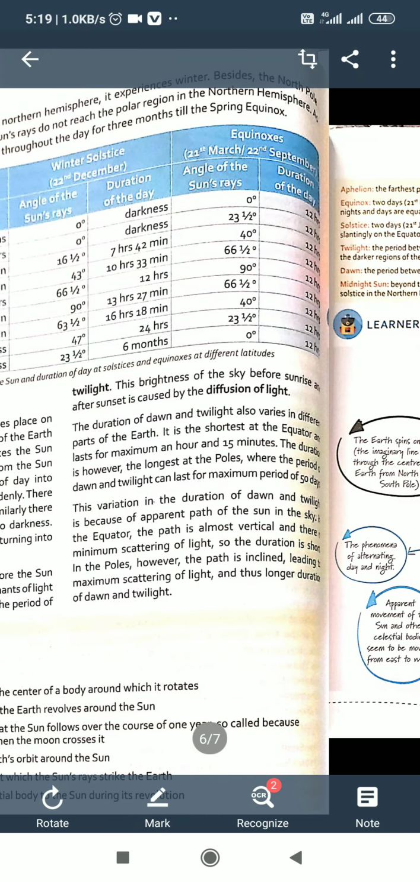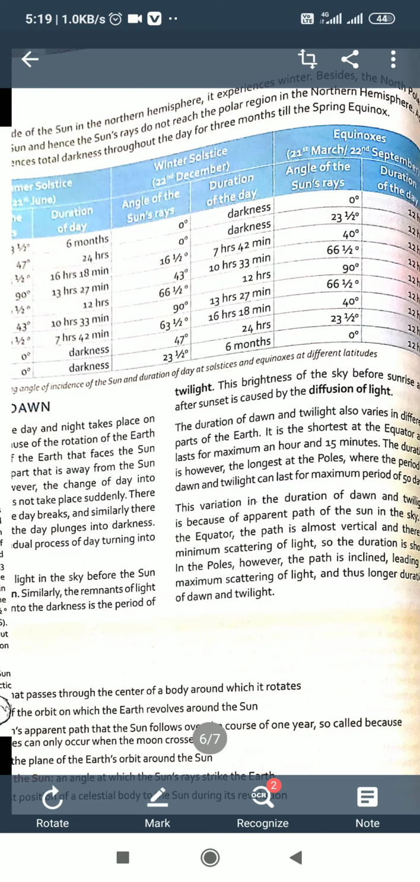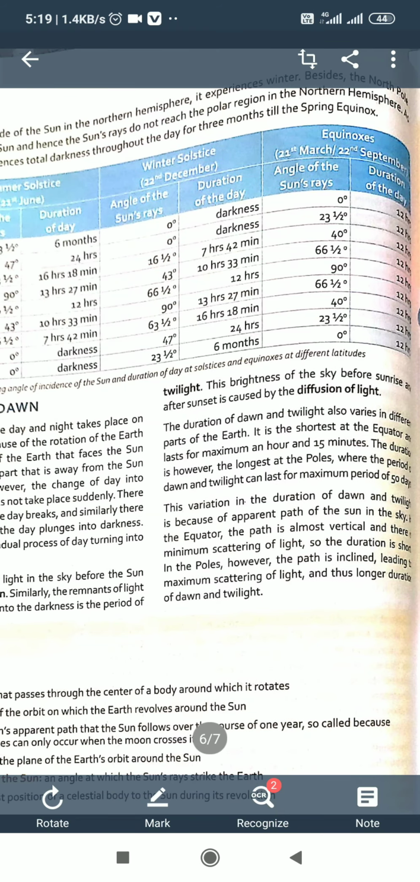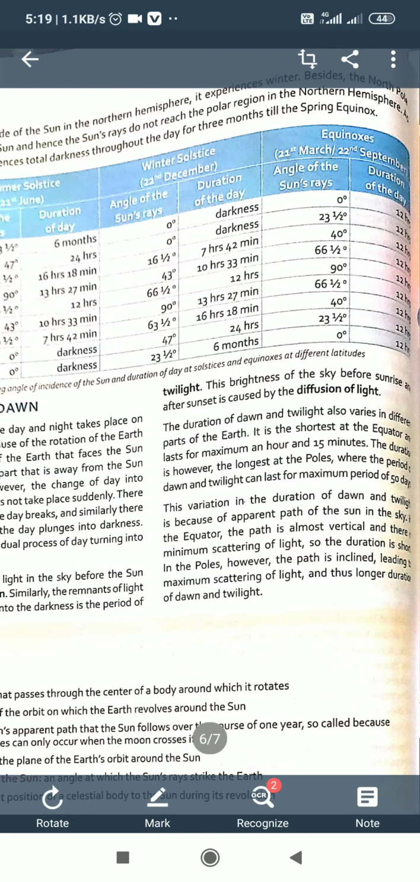First I have taught you the summer solstice and winter solstice. Now I am going to teach about the equinoxes. That happens on 21st March and 22nd or 23rd September. For example, angle of 0 degree, 12 hours; 23 1 by 2 degrees, 12 hours; 40 degree, 12 hours; 66 1 by 2 degree, 12 hours. It means the duration is 12 hours everywhere, south or north.